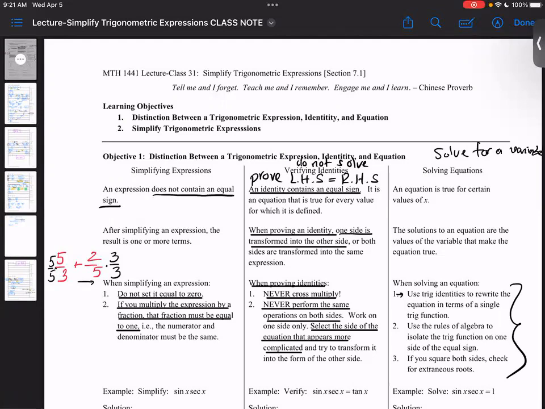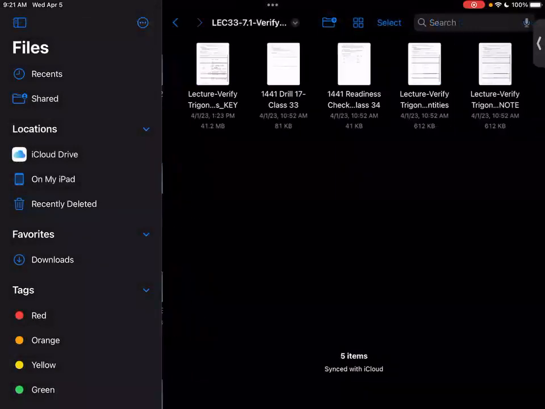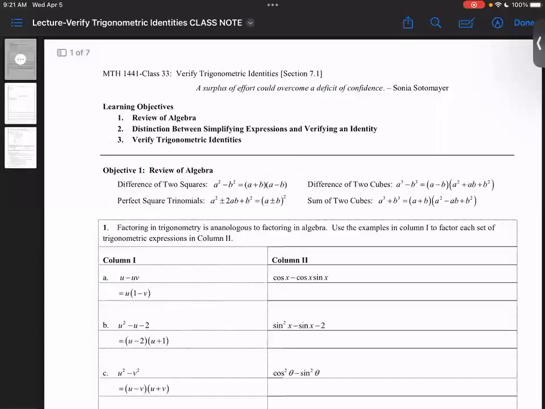Today we're gonna do verify identity, meaning you're going to prove that the left-hand side is equal to the right-hand side. How do I do that? Well, pick a side, right? Usually the more complicated one, and then prove that side to be equal to the other side. That will be lecture today. Verify trigonometric identity.